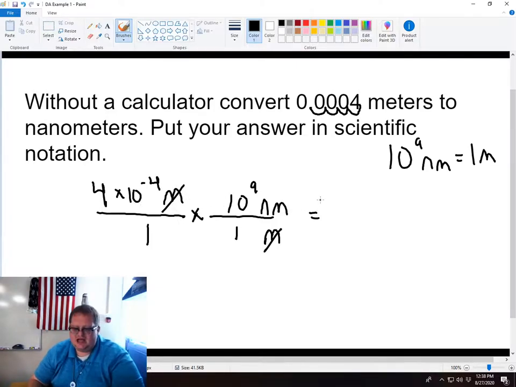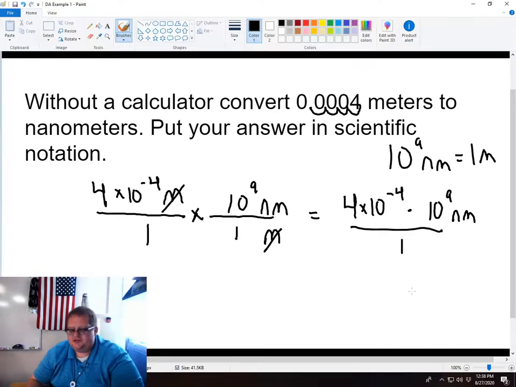So multiply across the top, and that's 4 times 10 to the negative 4th times 10 to the 9th nanometers. And on the bottom is just 1 times 1, which is just 1. So really the bottom's not going to matter. When I multiply powers of the same base, I simply add the exponents together. So my final answer is going to be 4 times 10 to the negative 4 plus 9, which is positive 5.